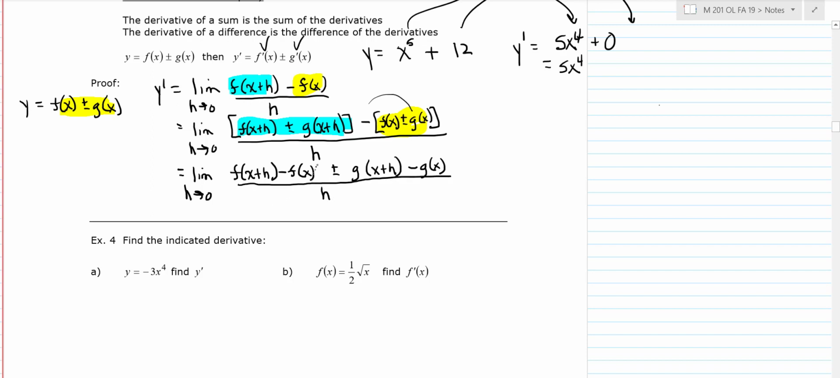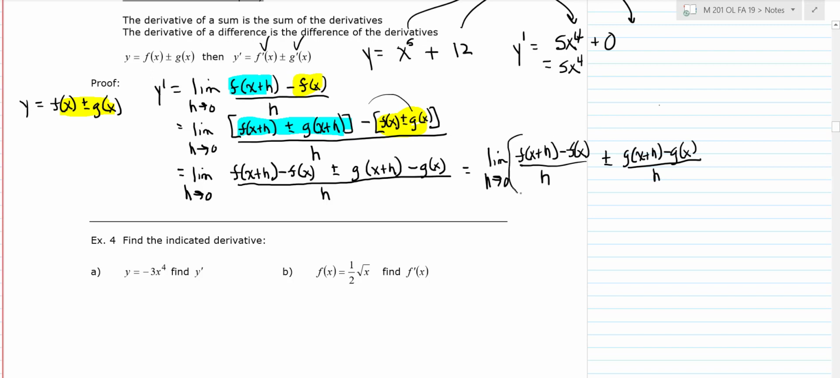So you would end up getting the limit as h goes to 0, and then you could break it up as f of x plus h minus f of x over h, plus or minus g of x plus h minus g of x all over h. I'm not ready for a limit on the second part yet. And that's just doing some fundamental algebra, splitting the fraction apart.